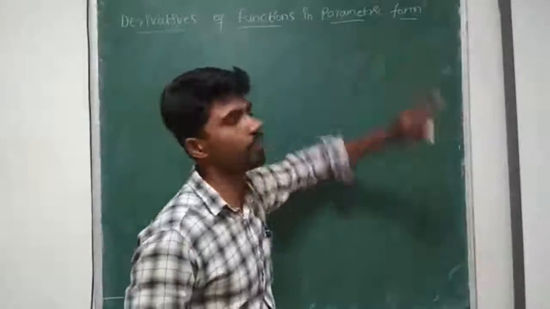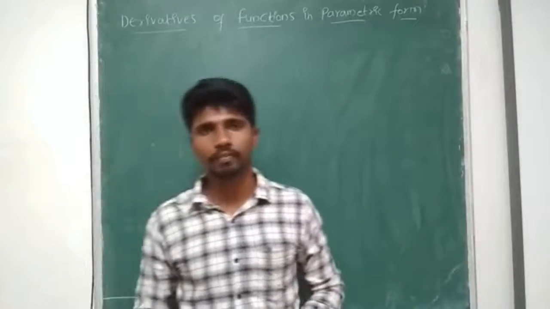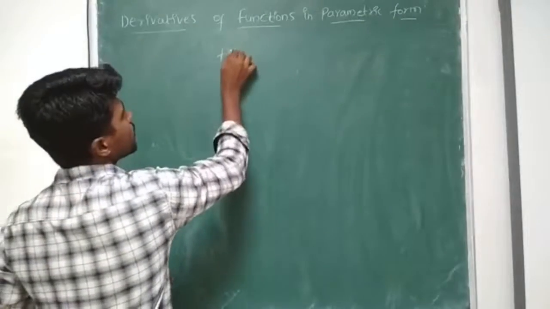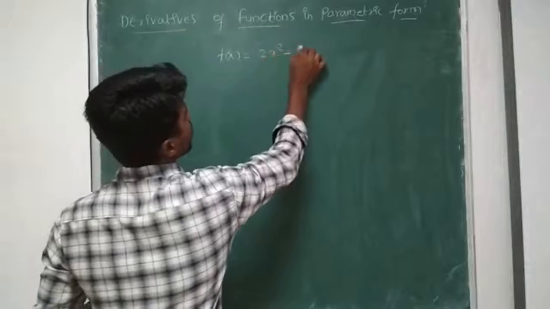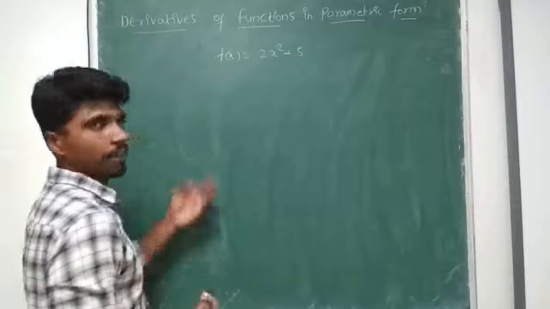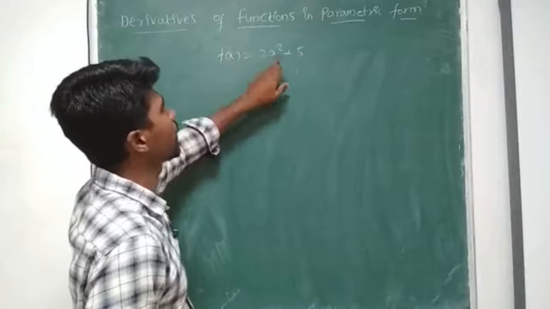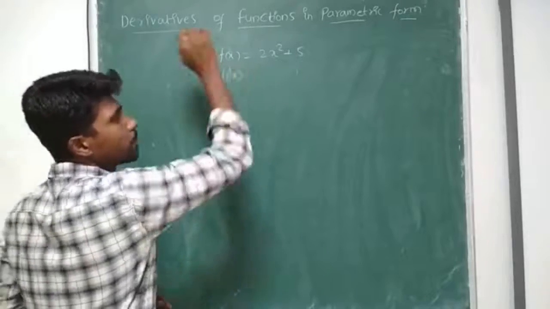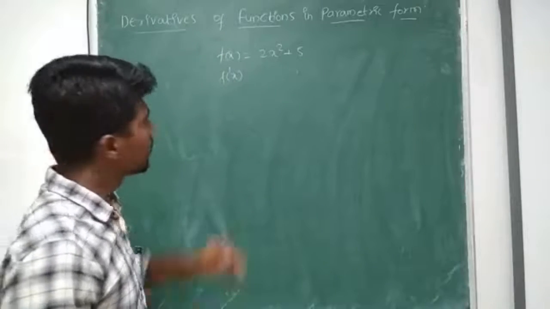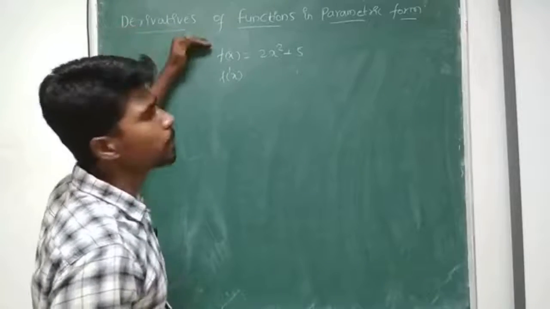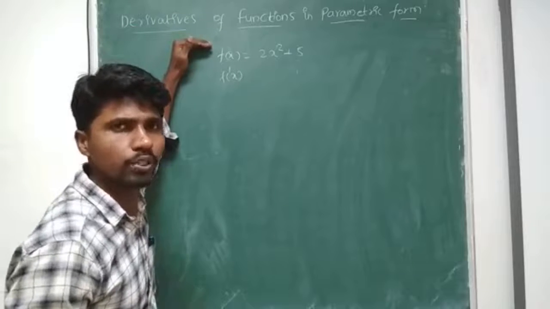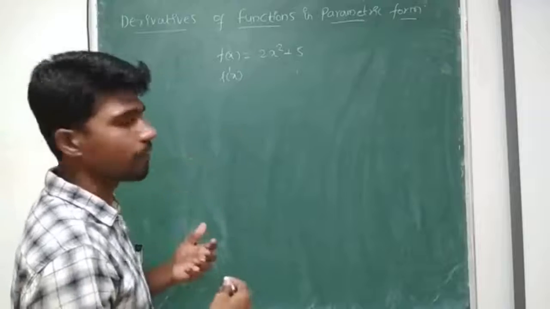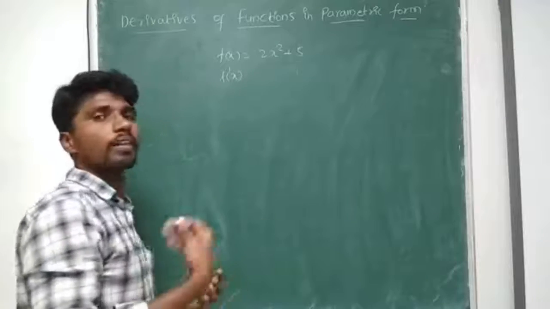Functions in parametric form. See, till now we have seen functions like f of x is given as 2x square plus 5. A function f of x is defined in terms of x, and we found its derivative with respect to x. In this particular exercise, what we are going to see is that the function will be given in the form of some other variable.